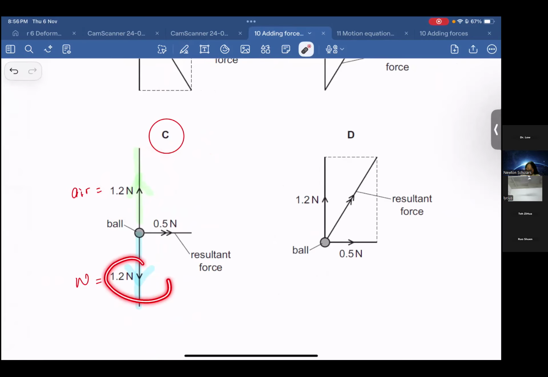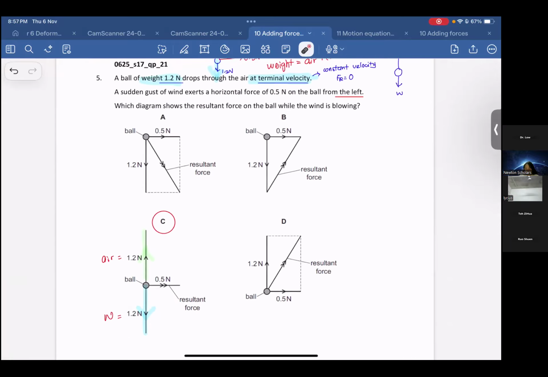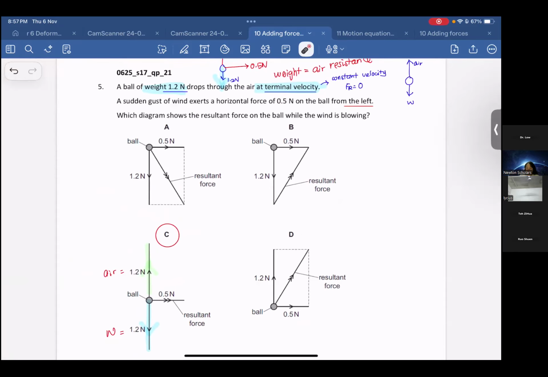1.2 upward and 1.2 downward. So that means the vertical part is cancelled already. It is cancelled out, the vertical part. So no more vertical part. The only resultant force is in this direction. That's why you see the resultant force is this 0.5 Newton. It's because the air resistance and the weight balance each other. So I think if you cannot solve this question, it's because you forgot this knowledge, terminal velocity. Okay, is it okay, dear?